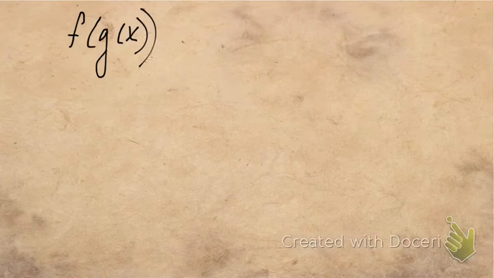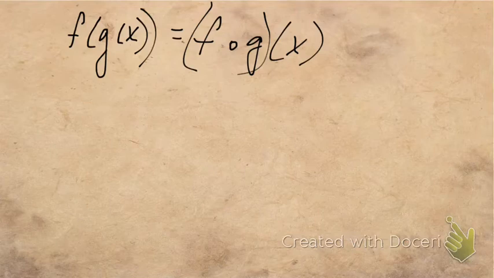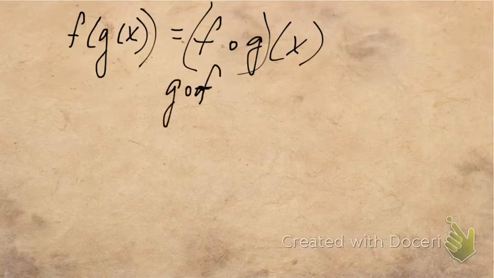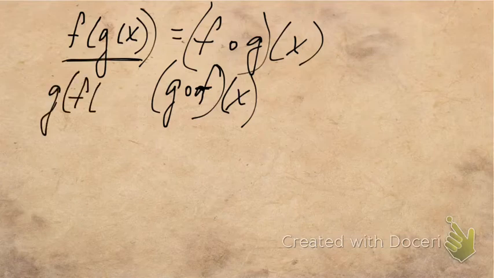That can also be written as, what I have there, f circle g of x. So those two mean the exact same thing. Do you see how that would change if I wrote g circle f of x? Do you see what would happen to this? It would do the opposite. Maybe not the opposite, but it would be switched around.